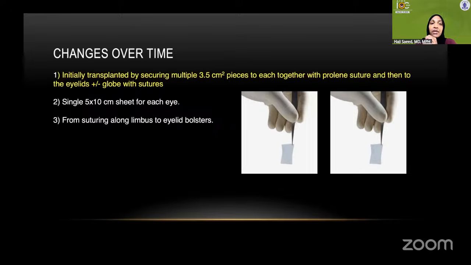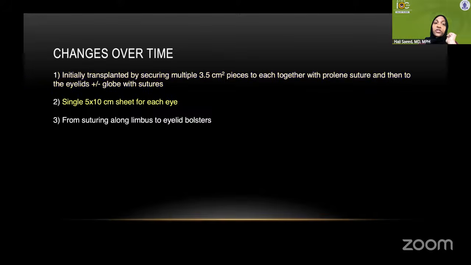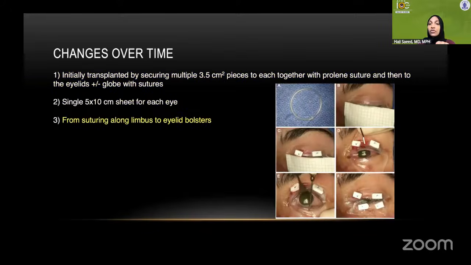And then a 5 by 10 centimeter sheet was developed, at least in the US. I think there is maybe some more customization that occurs in India, where larger sheets have probably been available for a longer period of time. But we now use these single sheets, so now we don't have to suture them together. And then we went from suturing along the limbus to eyelid bolsters.